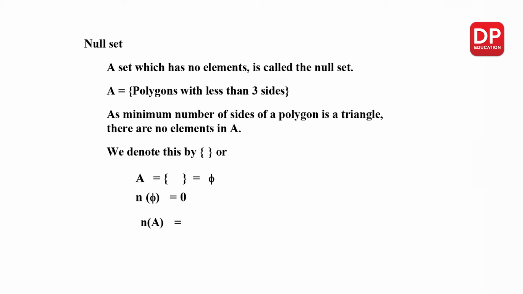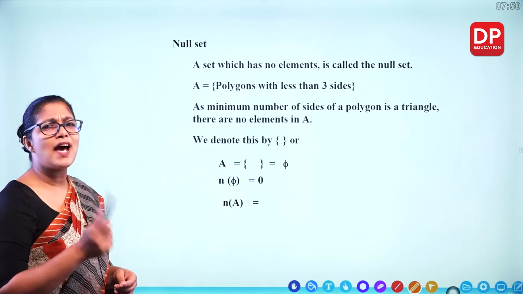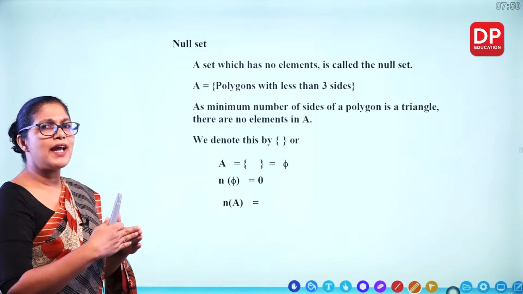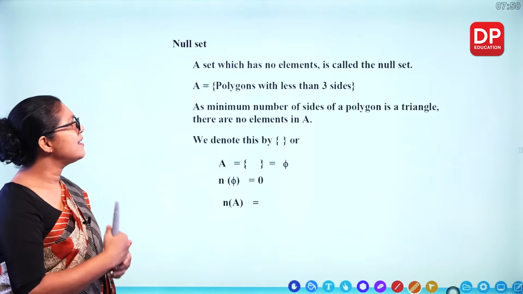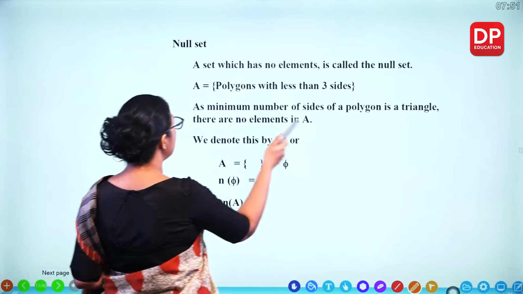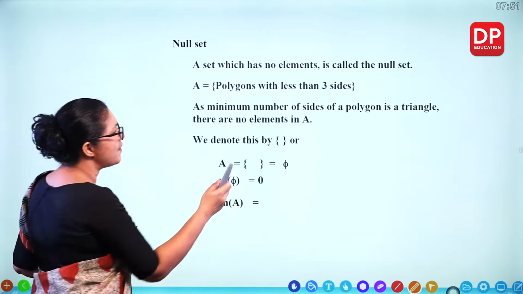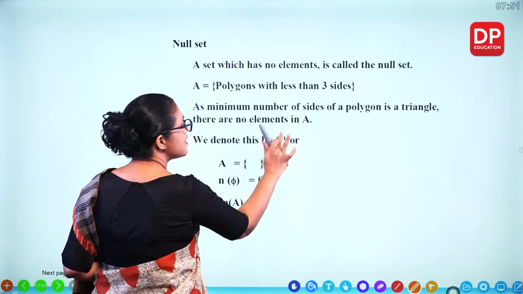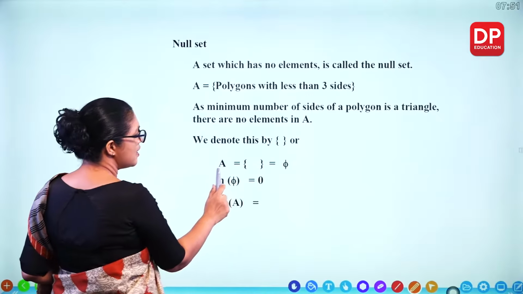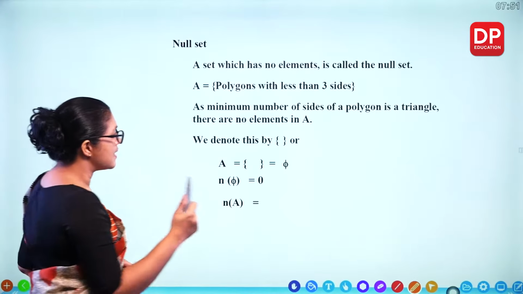Null set. So what's null set? A set which has no elements is called the null set. Polygons with less than 3 sides. So the minimum number of sides in a polygon is 3. You can't create a polygon with less than 3 sides. So as minimum number of sides of a polygon is a triangle, there are no elements in A. So how can we denote that? We can write just the curly brackets and we can't write any elements inside. So that represents it's a null set.